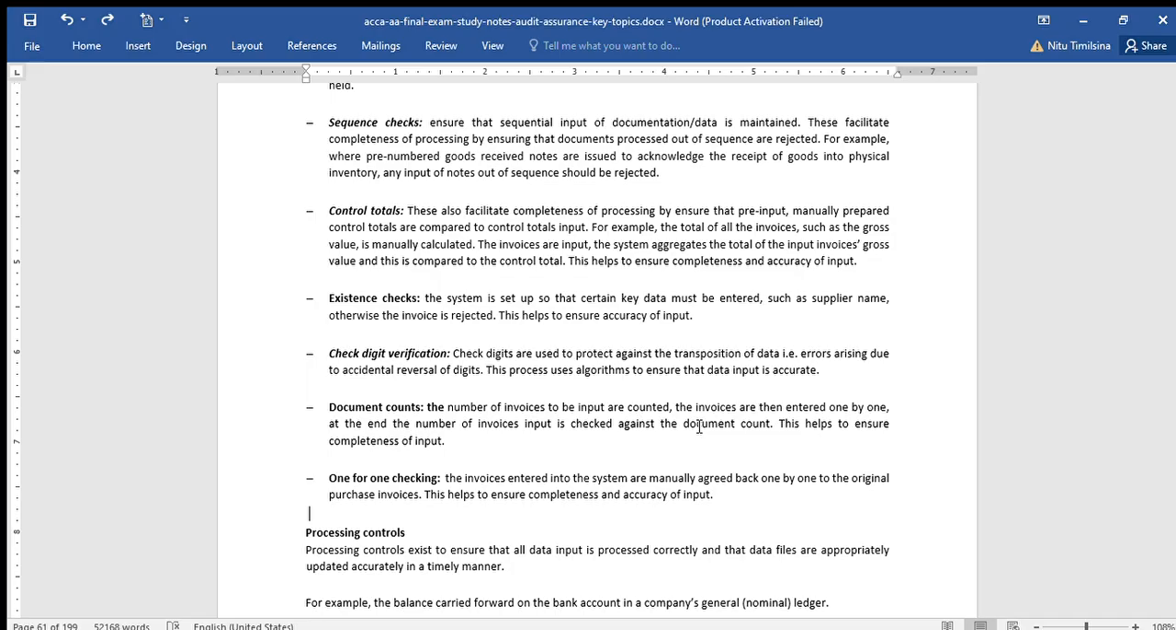Controlled count. Document counts. The number of invoices to be input are counted. The invoices are then entered one by one. At the end, the number of invoices input is checked against the document count. This helps to ensure completeness of input.